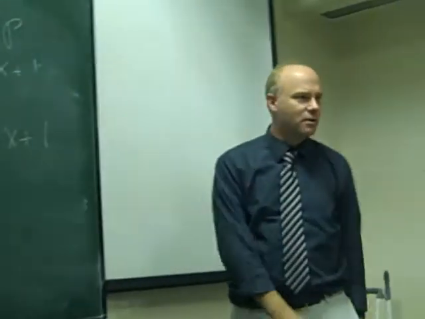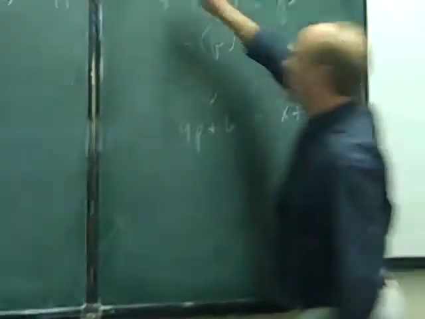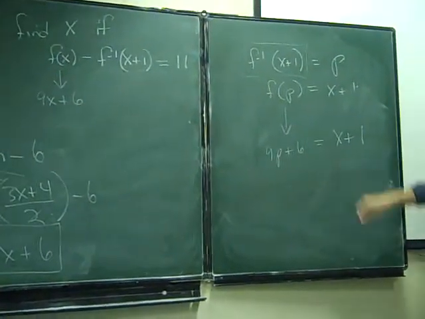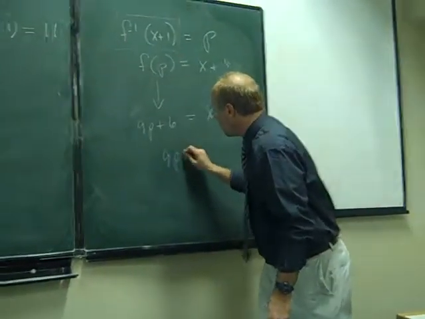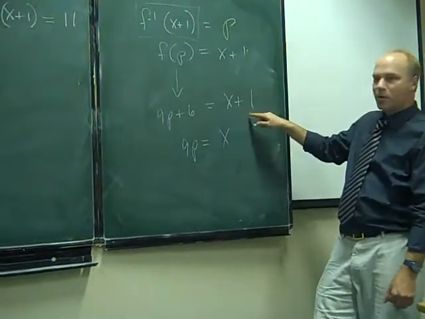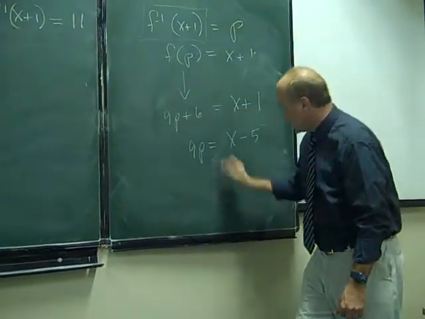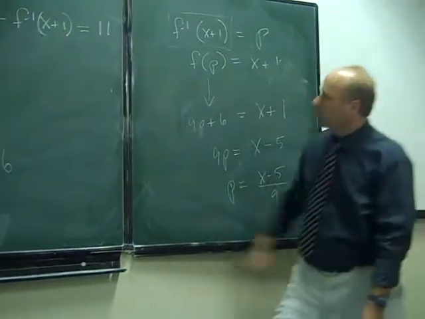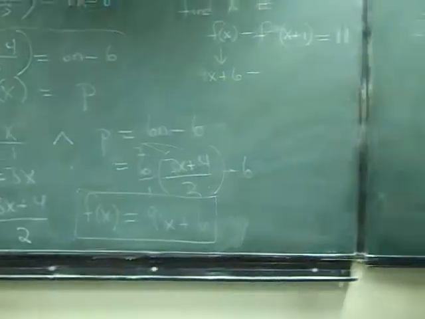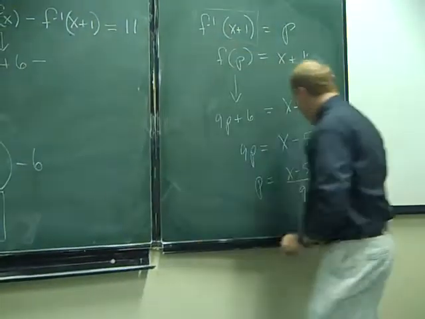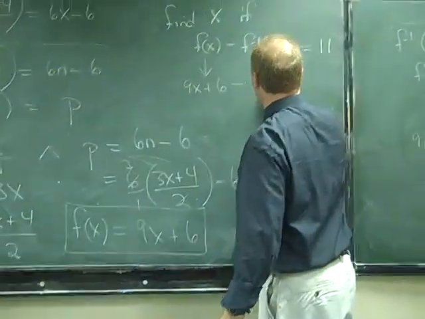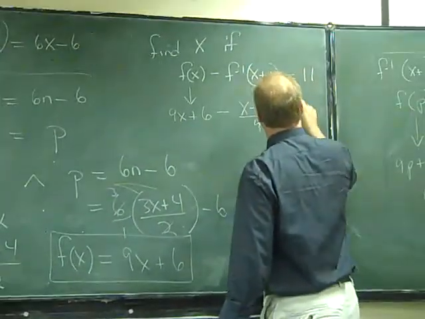What are we trying to solve for? P. P, because p is this thing, which we want to stick into the equation, right? Solve for p. 9p is x plus 1 minus 6, minus 5. Divide, so p is (x minus 5) over 9. Put it right here. Minus, now be careful, we have to subtract all of this. (x minus 5) over 9 equals 11.